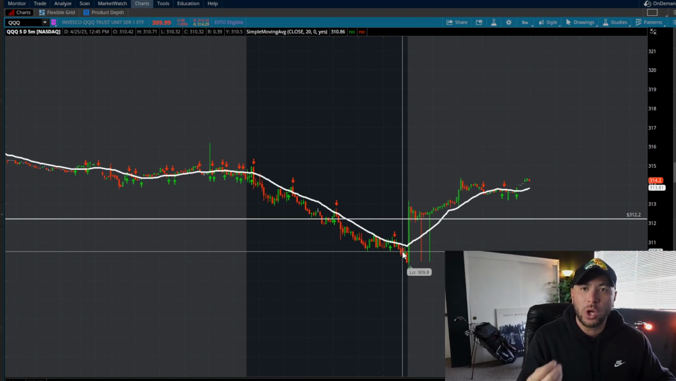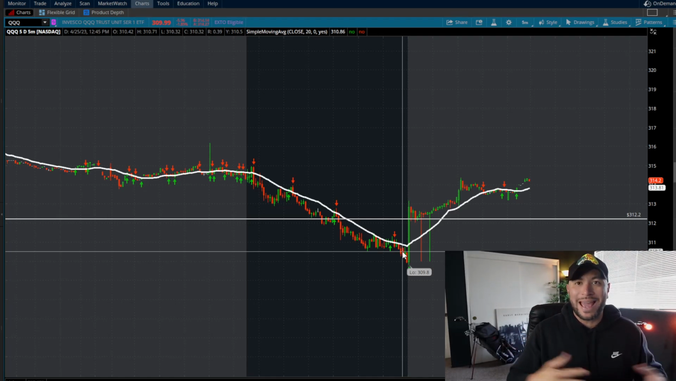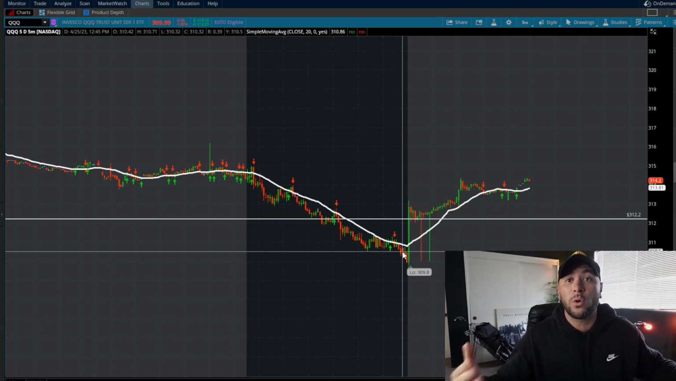That's a $2 move. If you play 10 contracts to the downside, in the money or at the money, and you get a $2 move on the Qs, you're making astronomical amounts of money considering your position size. Obviously, if you're playing one contract and you get a $2 move, maybe you're making $100, maybe $150. If you're playing 10 contracts, maybe you're making $400, $500.